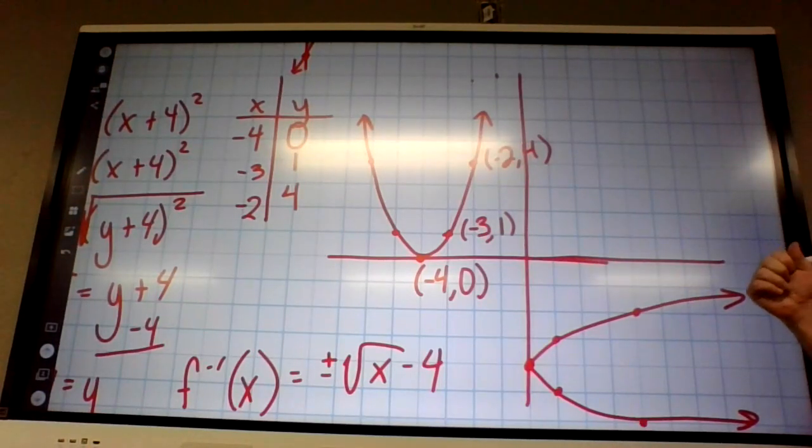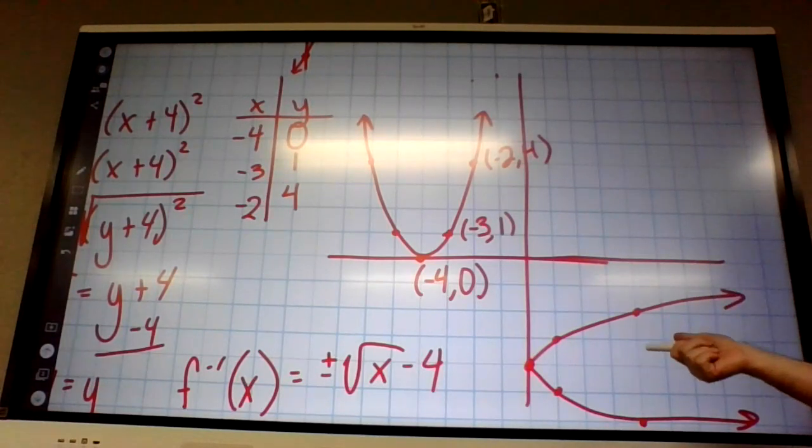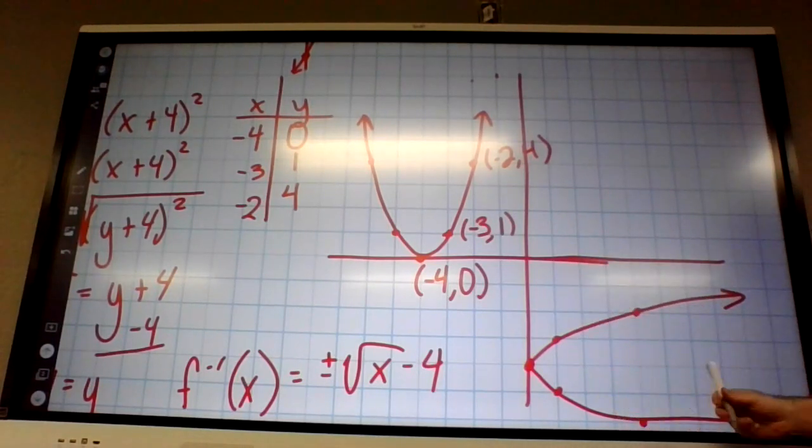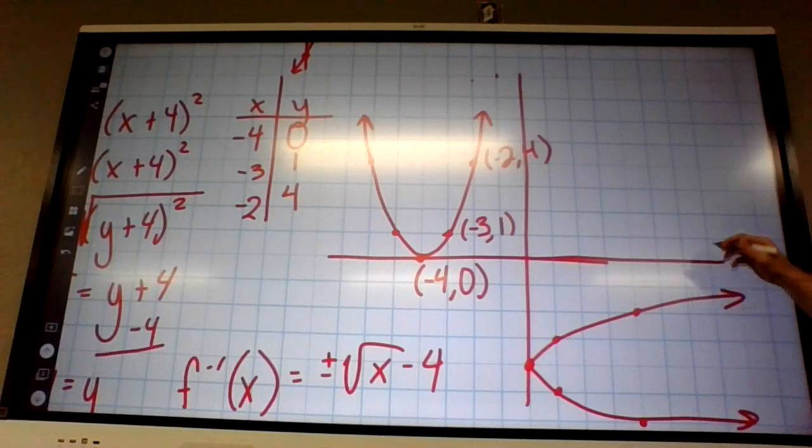Is the inverse a function? No. No, it fails the vertical line test.